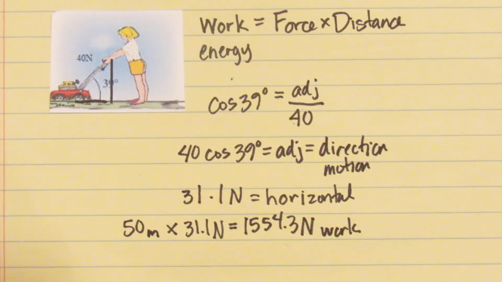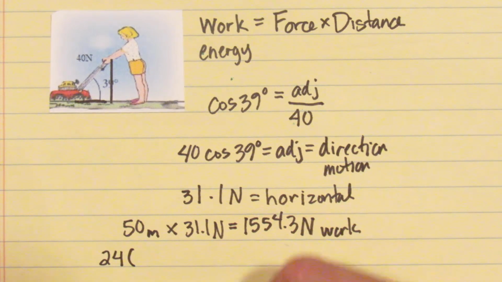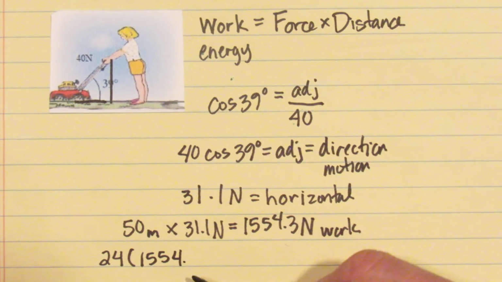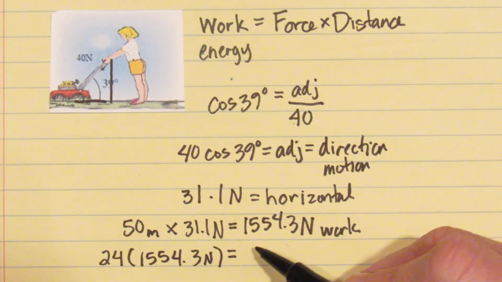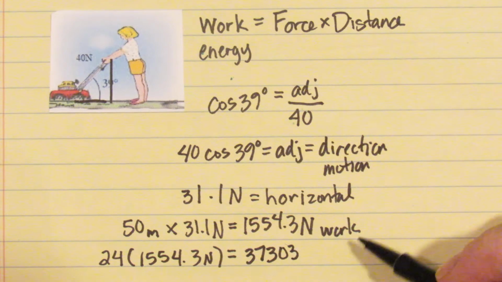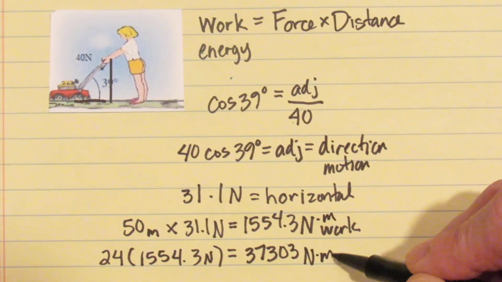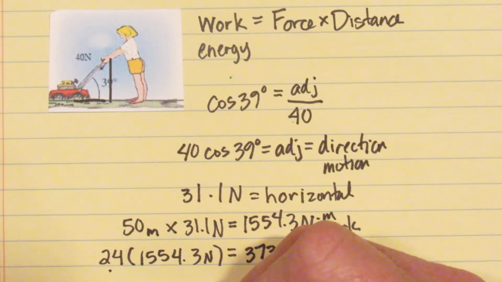Now, if she had to do, say, 24 passes to completely mow the lawn, then she would be doing that amount of work 24 times. So 24 times the 1,554.3 newtons would give us a total amount of work of 37,303.